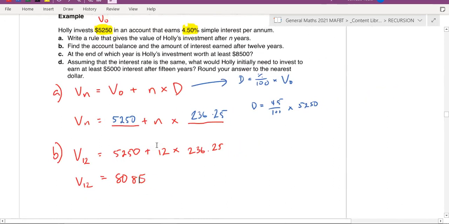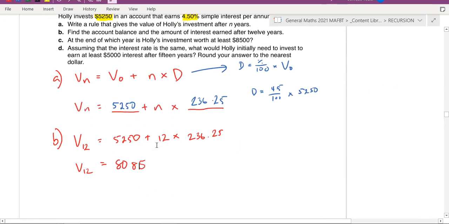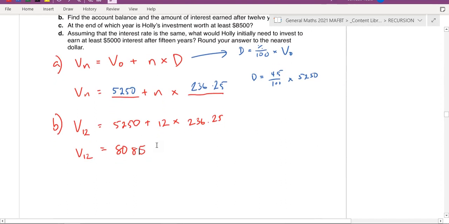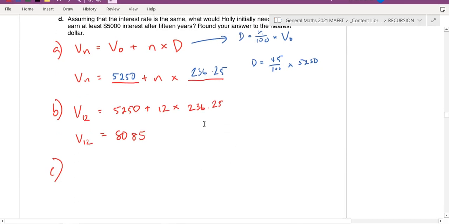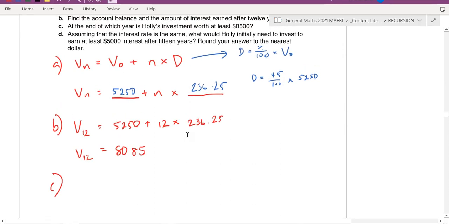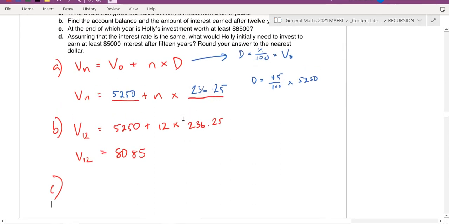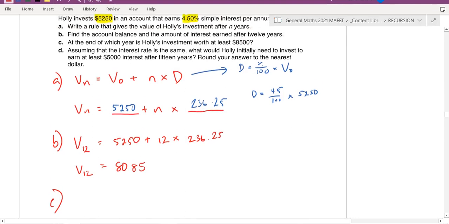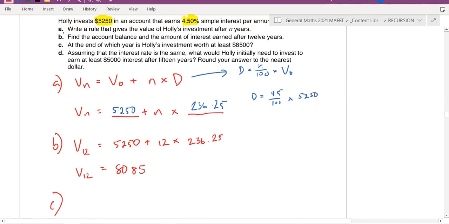Okay, that's B. I'm going to zoom out a bit. Part C, at the end of which year will the investment be worth at least 8,500? Did you have your hand up, Emily? No. Okay. So part C there, at which year will the investment be at least 8 grand? So this is when we use our calculator. 8,500. So why did I do 12? Because the question says 12th year, so V12.